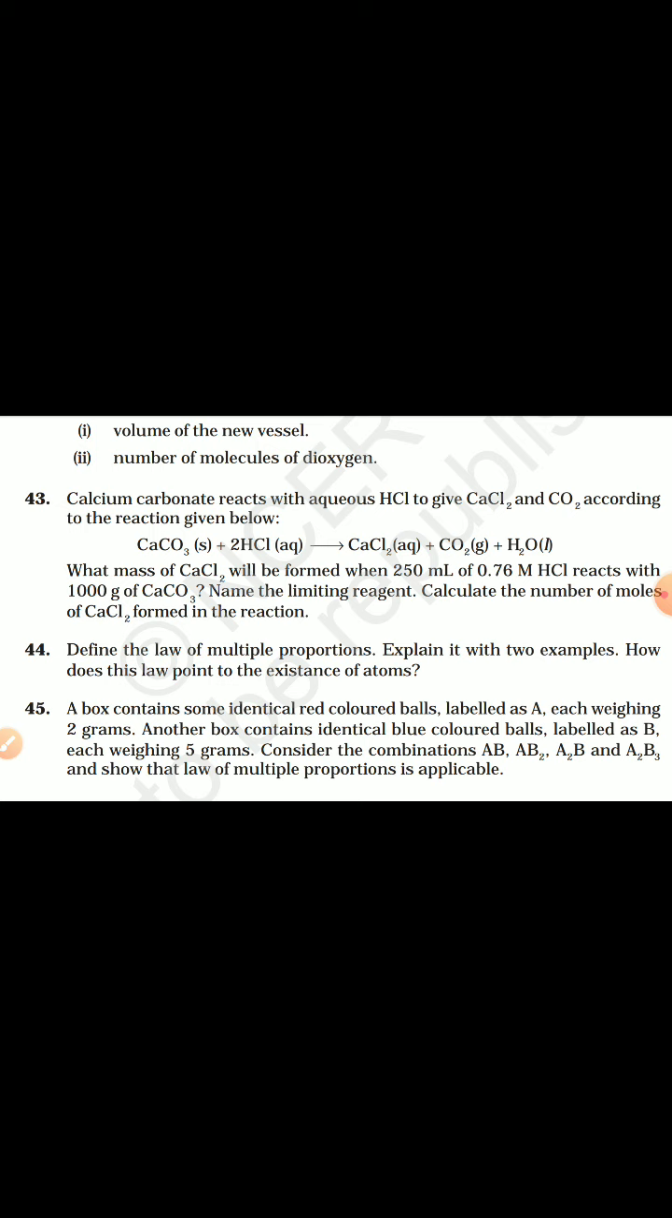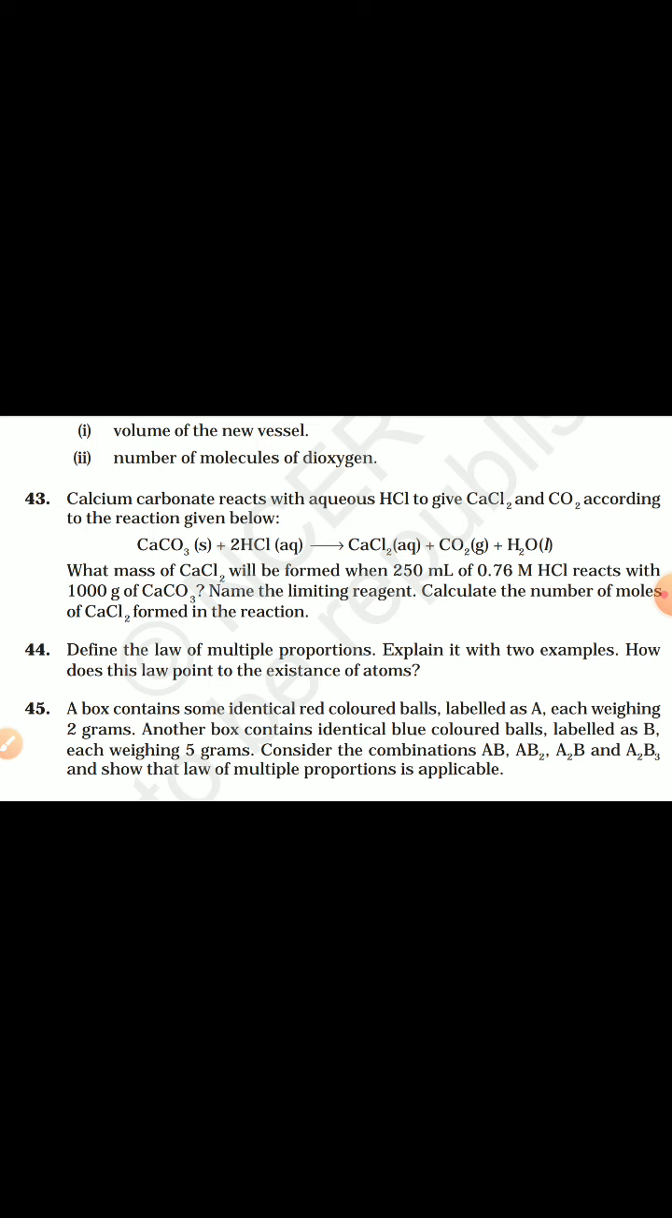CaCl2 कितना बन रहा है ये हमें फाइंड आउट करना है. ओके, so for finding out how many moles of CaCl2 are formed, first of all, what we have to see is the number of moles of the HCl. How to calculate the number of moles of HCl?